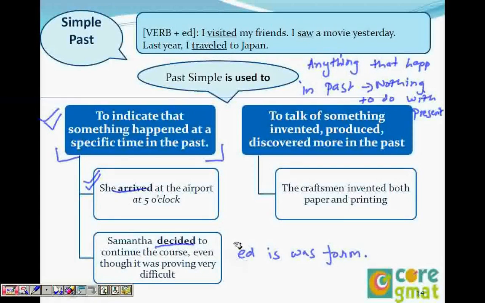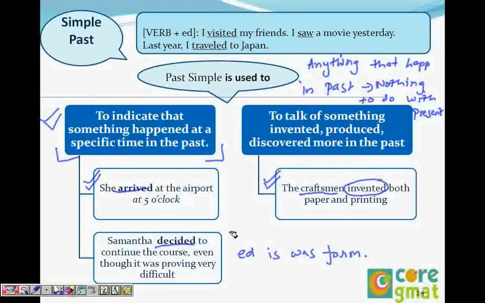We also use past simple tense to talk of something invented, produced or discovered in the past. As in, the craftsman invented both paper and printing. Invented. So they did it in the past. It has nothing to do with the present. We're going a little slow so that you understand every tense. It's very important to understand these tenses. This is a past tense, and naturally we're using the ed form. Let's go to the next slide.